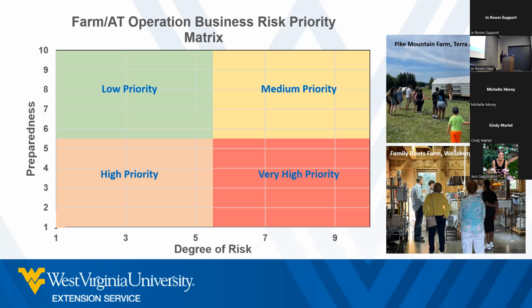And when we think about operations with limited resources, time, financial resources, employees, and so on, you want to focus on the things that are going to have the biggest impact on your farm or your agritourism operation, which should be your very high priority risks, right? So this is a nice handy tool to help operators hone in on the things that they should be working on, right?